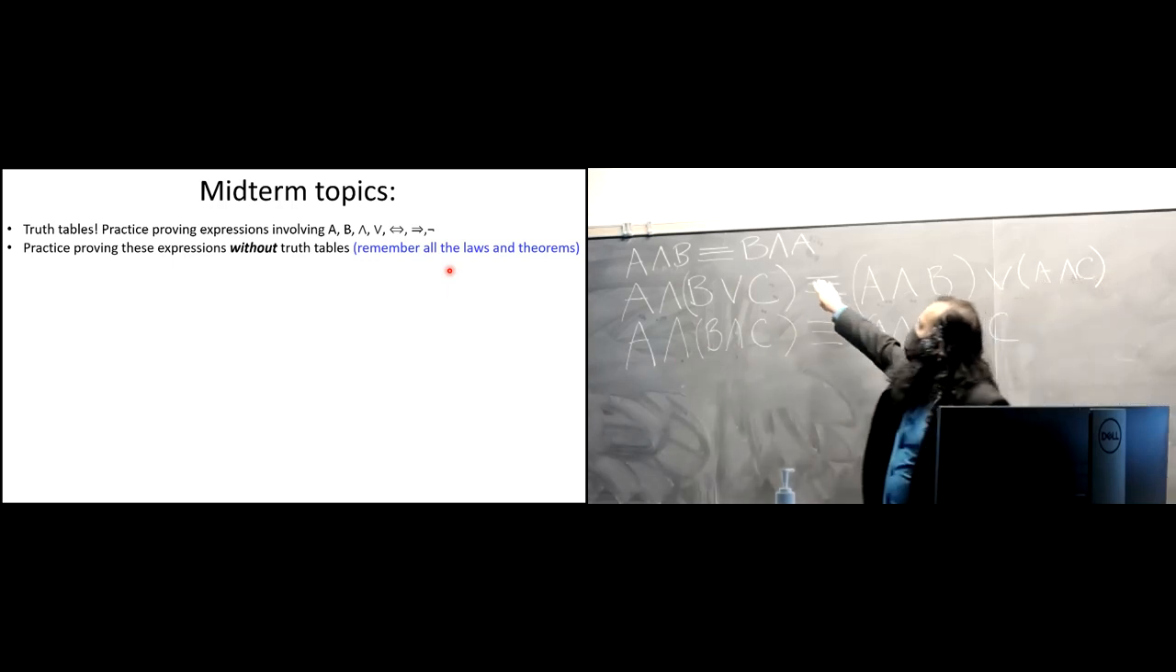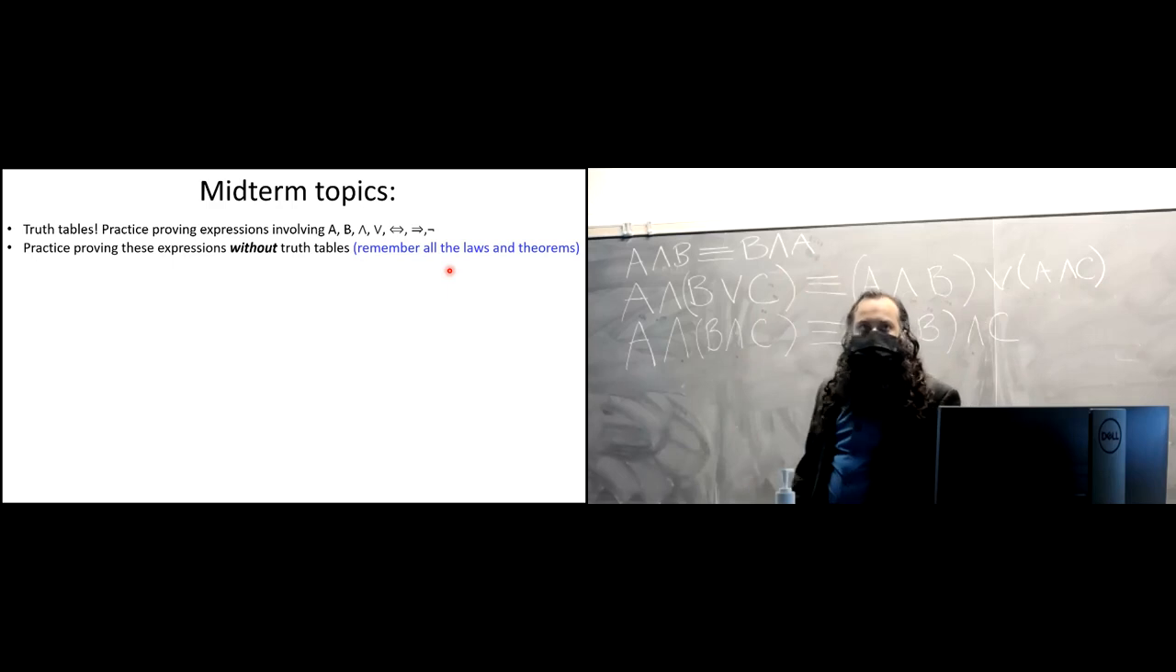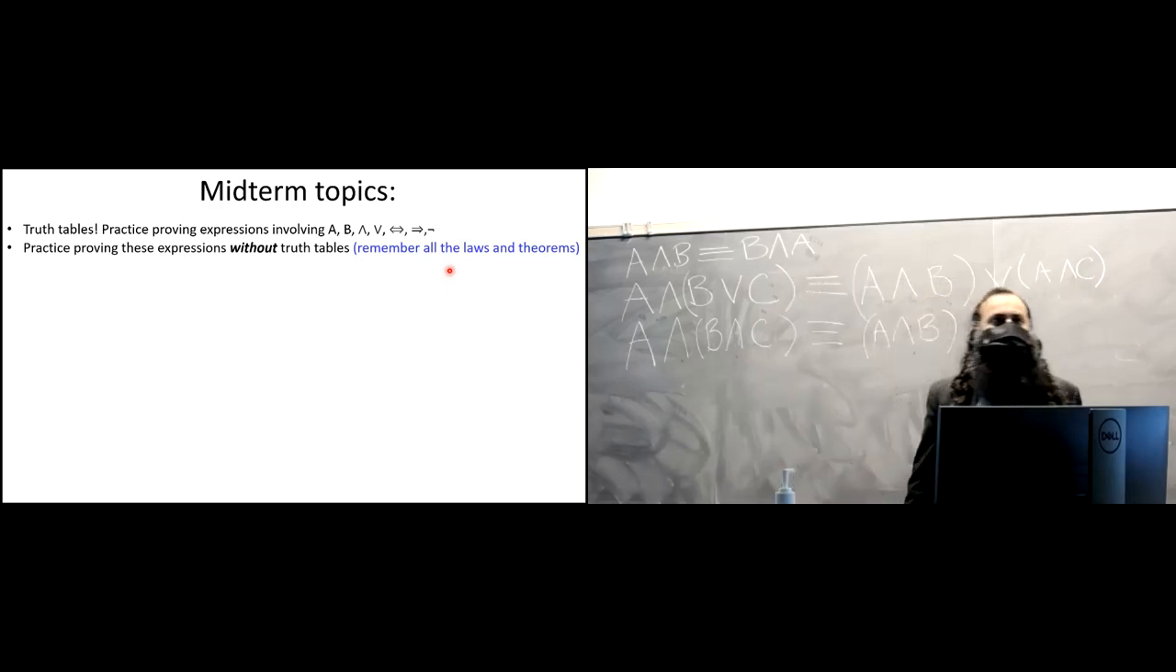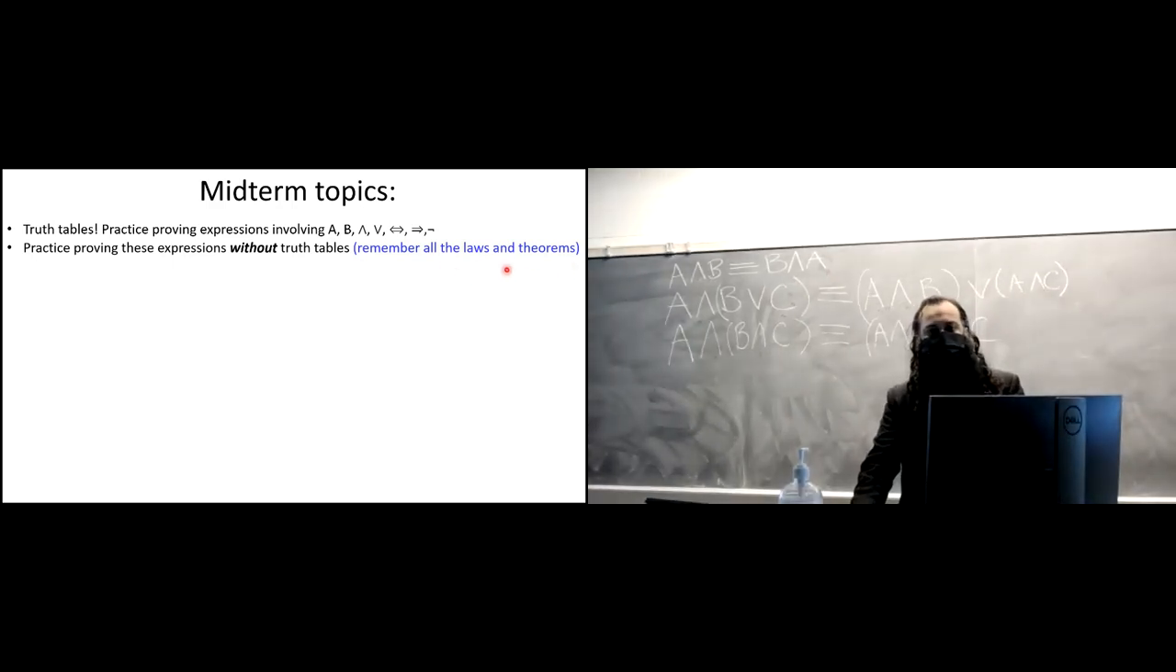And commutativity, that's also an easy one. A times B equals B times A. That means integer multiplication is commutative. Likewise, A or B is logically equivalent to B or A. Okay, good. So you have to remember all these laws and theorems.